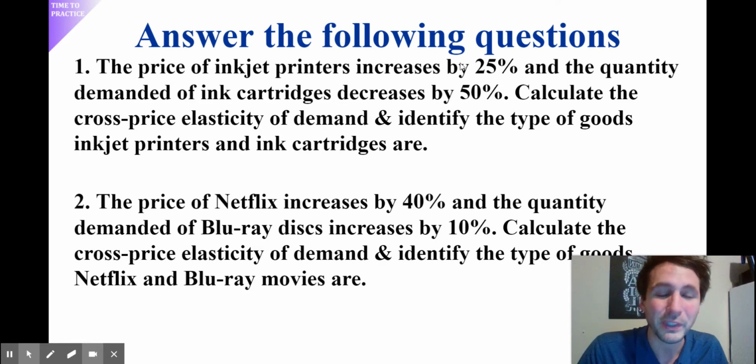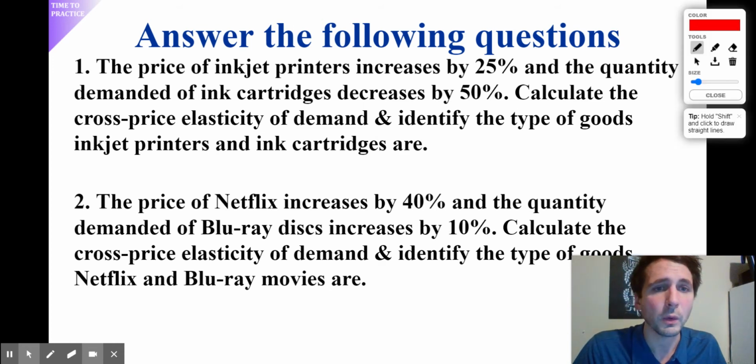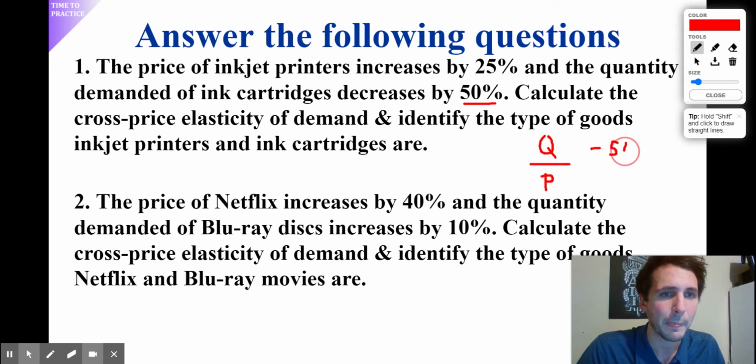We have the price of inkjet printers increased by 25%, and the quantity demanded of inkjet cartridges decreased by 50%. Calculate the cross price elasticity of demand and identify if the two types of goods are complements or substitutes. Okay, so we know that it's always quantity over price. It's QP every time. Now we keep our value on this and it says that our quantity demanded decreased by 50%. So it's negative 50. And it says our price went up by 25%. That's positive 25. That's going to kick out a coefficient of negative 2.